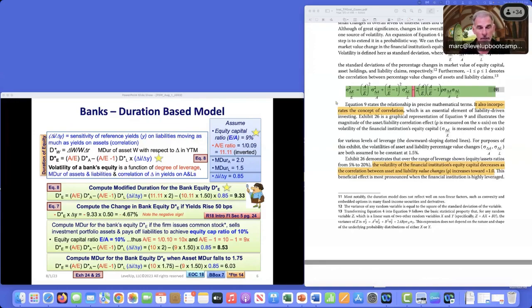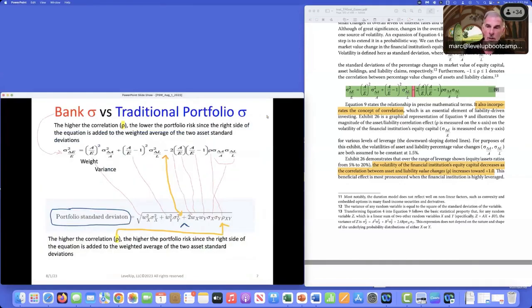Equation number 9, you are calculating the standard deviation of a bank. But if you notice, equation number 9 is given in variance terms. So it's the variance of equity equals the asset ratio squared times the variance of the assets, plus the liability leverage squared times the variance of the liabilities. Notice what happens. You now have a minus sign in front of the 2.